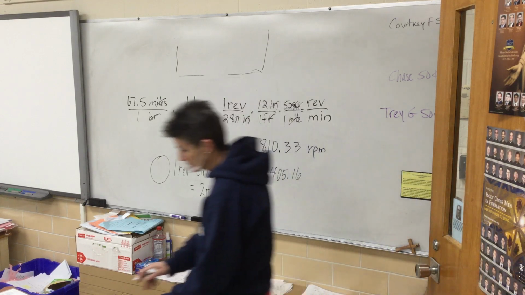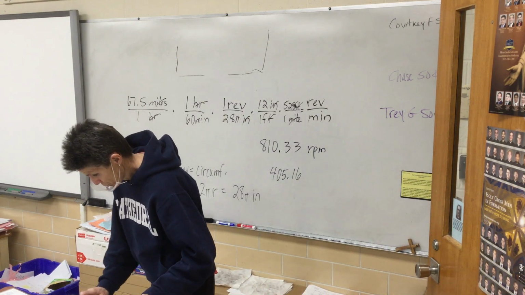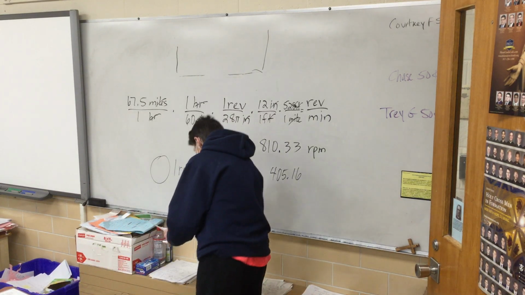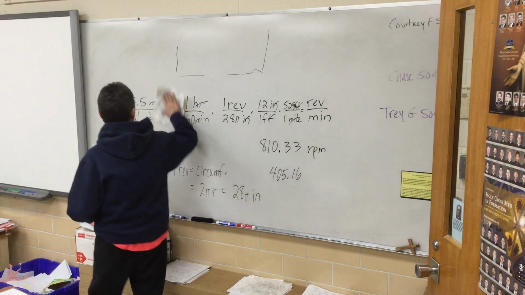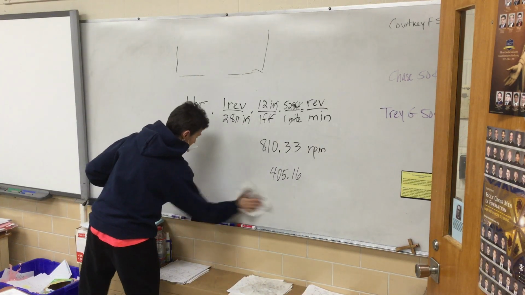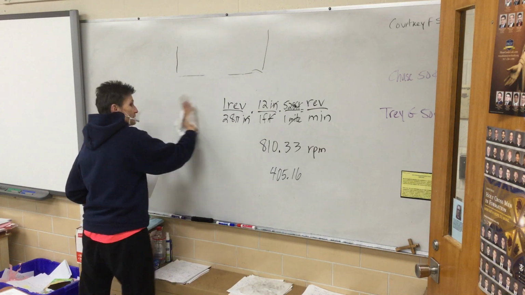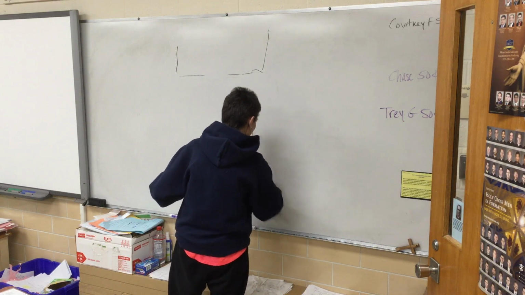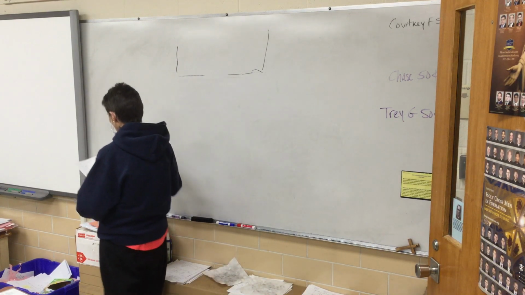Okay, last one. Number 5 says find the arc length. So arc length, remember, is what? Radius times radians. Okay, let's look at our problem.